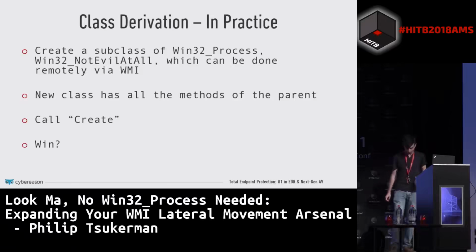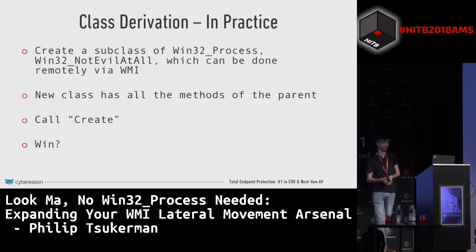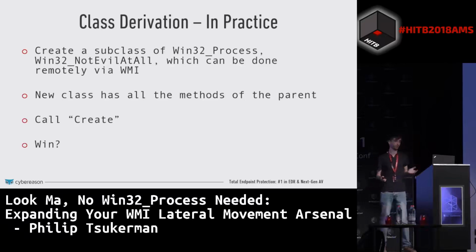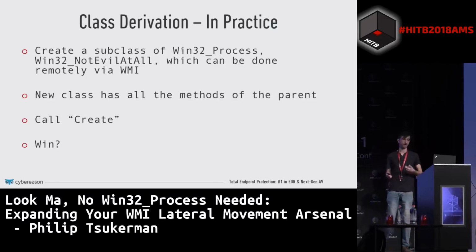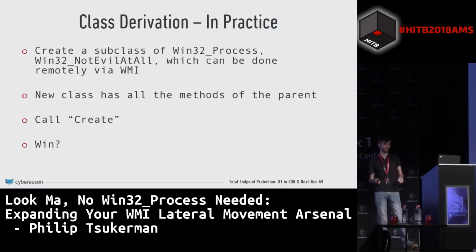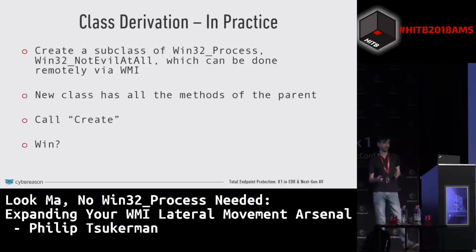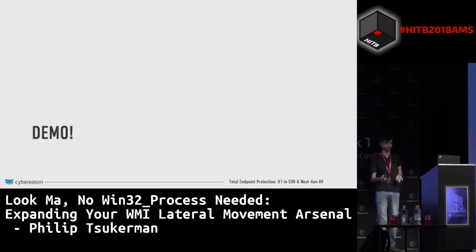So how is it done? WMI has a functionality called class derivation. You can also do it remotely. So you could first create a new derived class on a remote machine. We create a subclass of Win32 process called Win32 not evil at all. We do it remotely via WMI, so without running any new code. The new class inherits all of the methods of the parent, including create. So we can just call create, and that's it. We have a new process on the machine without directly using Win32 process, which is pretty much what we want.